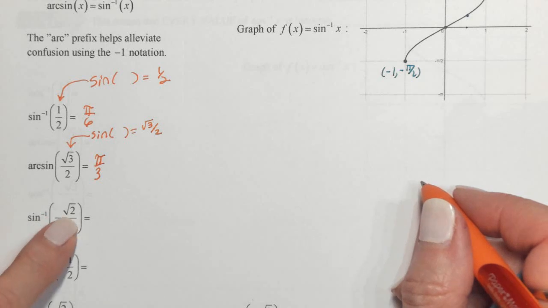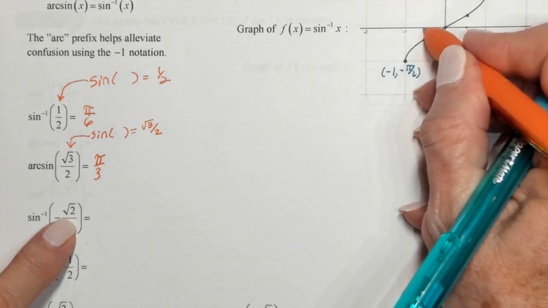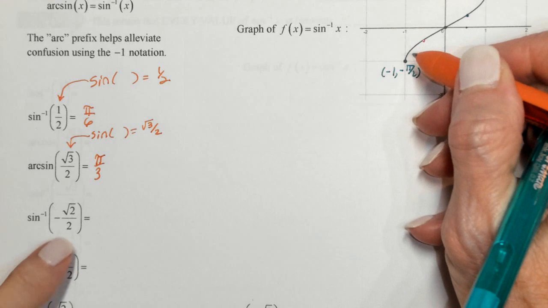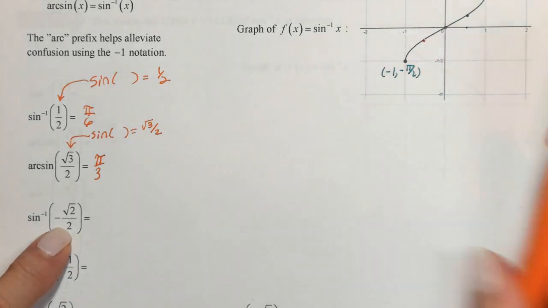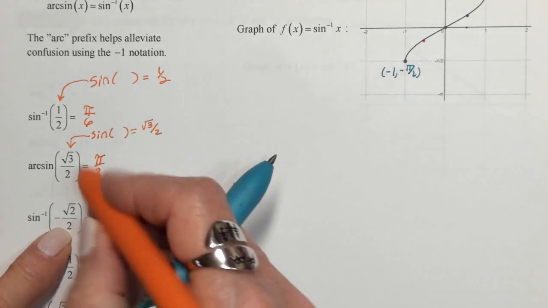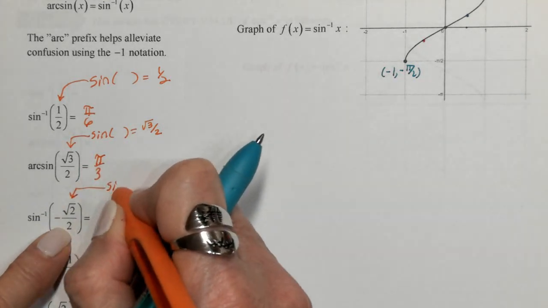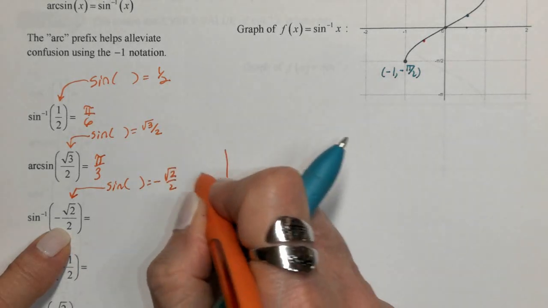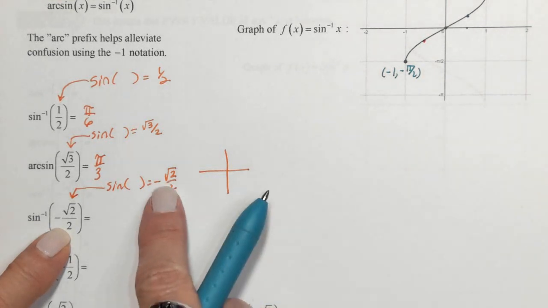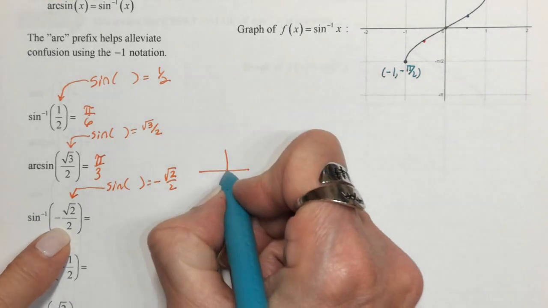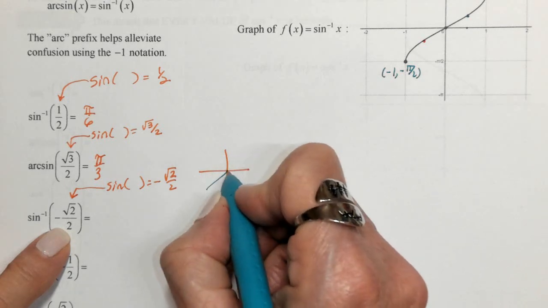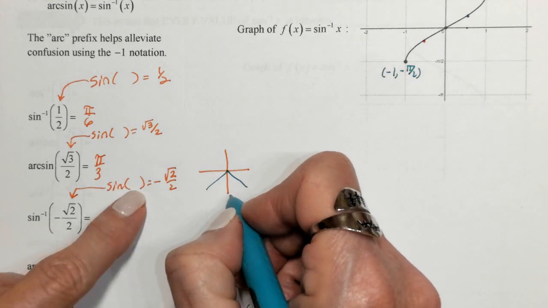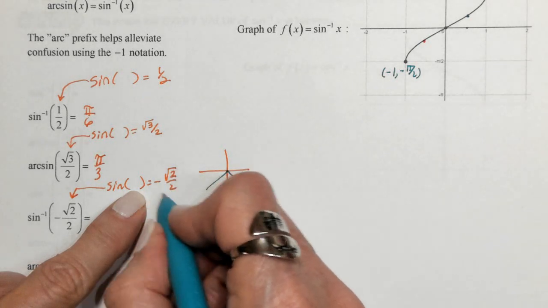What if you have a negative argument? So what if we go negative? Well, our answer is going to be negative, right? Our answer has to be negative. So sine of a negative square root 2 over 2. So in your mind, you're thinking, sine of what is a negative square root 2 over 2? There are two. There's one at 5 pi over 4, and there's one at 7 pi over 4. Those both give me an angle that makes sine negative square root 2 over 2.